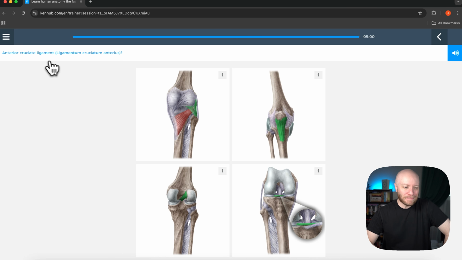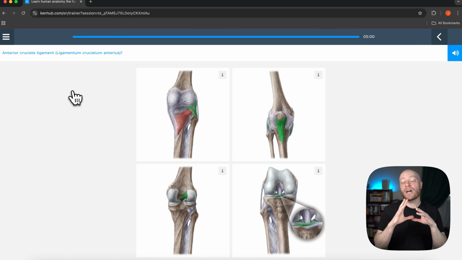Anterior cruciate ligament. So we're looking at the ACL again. Now, we've been asked about the ACL, but now we're seeing, last time we saw 2 images, now we see 4. Again, this is just showing that spaced repetition in action. And so, which of these is it going to be?